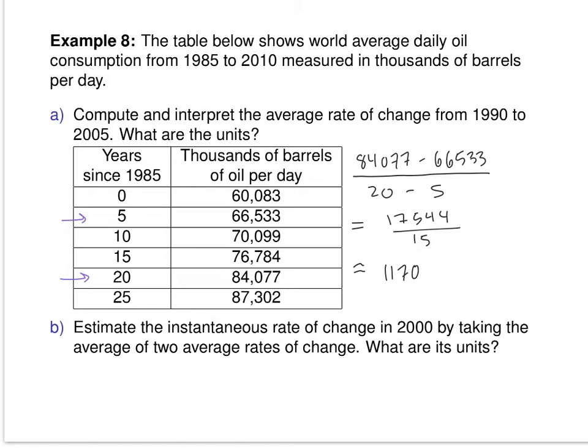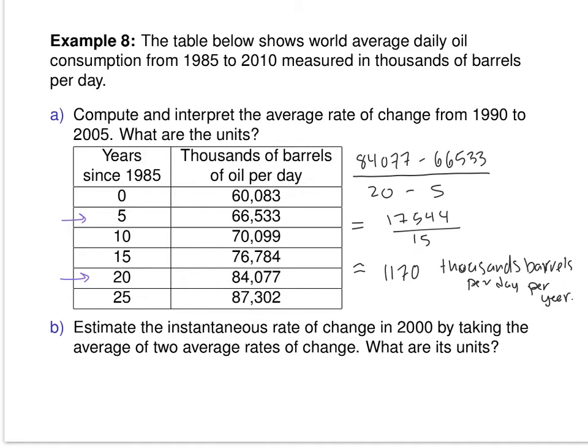Okay, and its units are kind of complicated. It's thousands of barrels per day per year. Does that make sense? It's y's units over x's units, and that ends up being per. So is average daily oil consumption increasing or decreasing? Between those years, it is increasing.